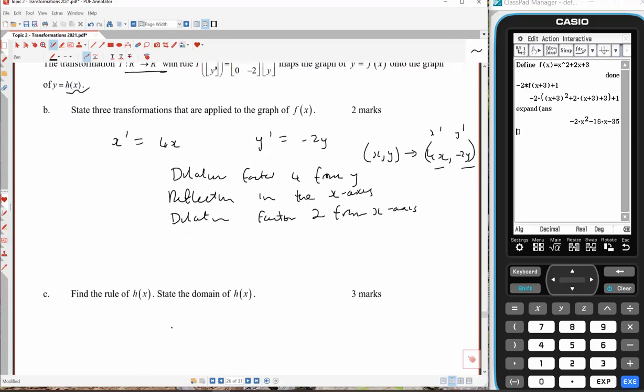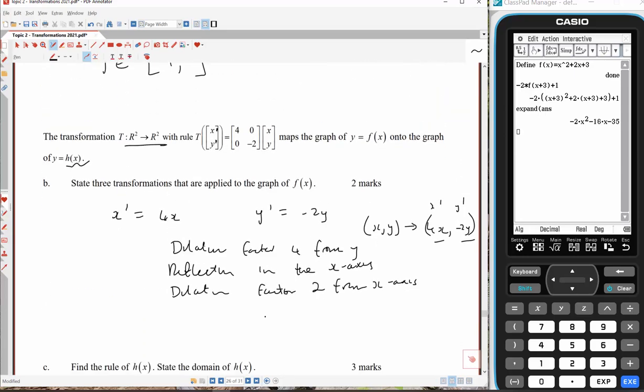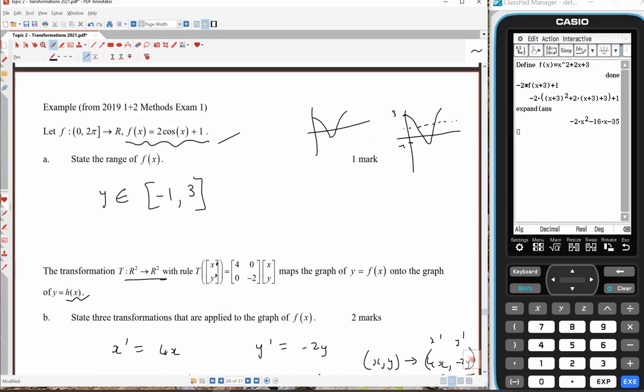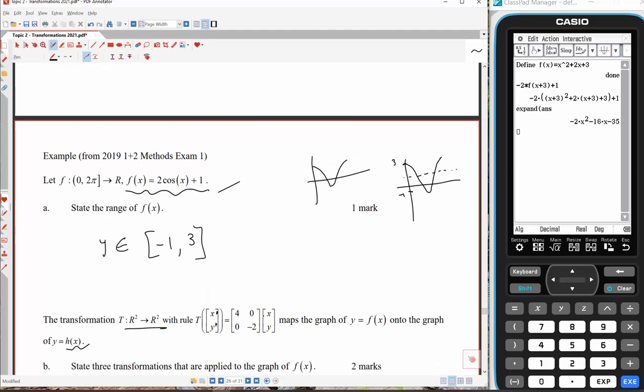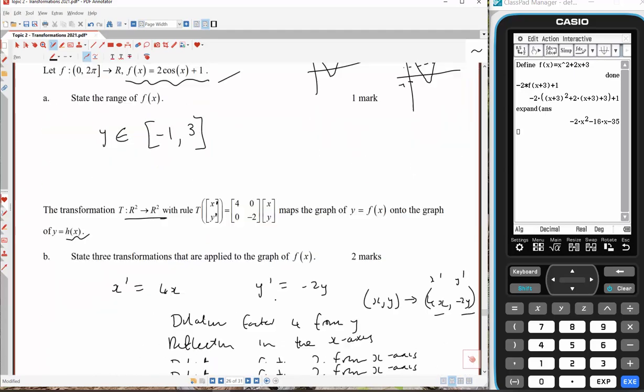Right, find the rule, state the domain. Okay, so the rule is going to be, so how do you want to do it? We could do it using transformations, and I think that's probably the best approach. So x dash, not transformations, mapping, given that we've already got the mapping. So our original function is written with an x and a y in it. Our original function, recall, is y equals 2 cosine x plus 1.